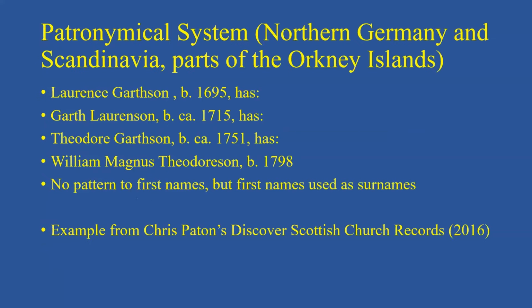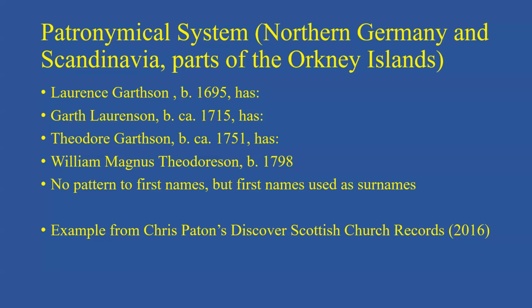In parts of northern Germany, as well as in Scandinavia and even in the Orkney Isles of Scotland, there is a custom called patronymical naming. This system does not dictate how children receive first names, but it does determine their surname. Essentially, the first name of the father becomes the last name of the son. So in this example, Lawrence Garth's son has a son named Garth. Since his father's name was Lawrence, he takes the name of Lawrence's son. If Garth has a son, Theodore, he will have the surname Garth's son. His son, William Magnus, has the name Theodore's son.